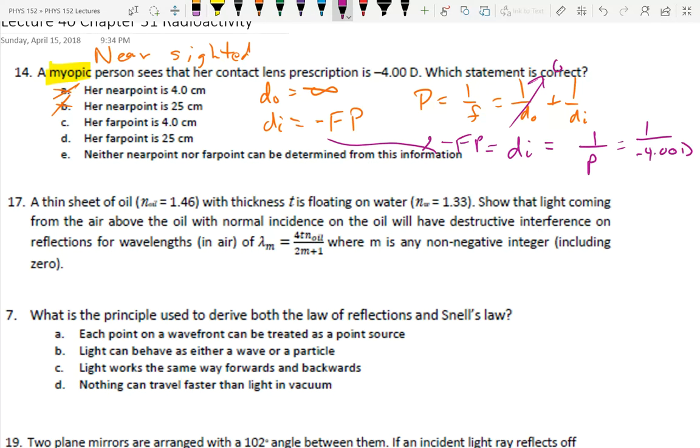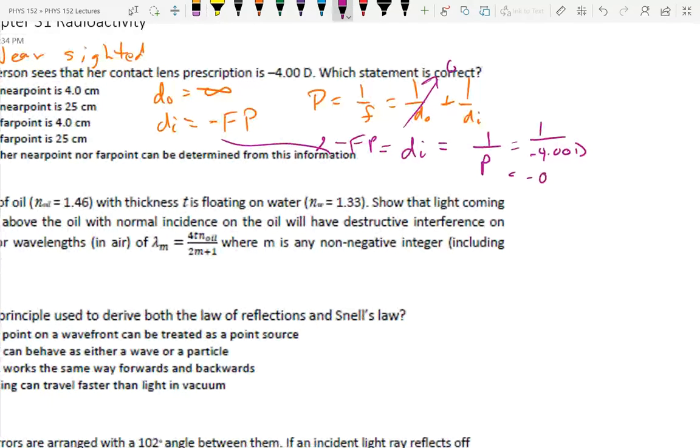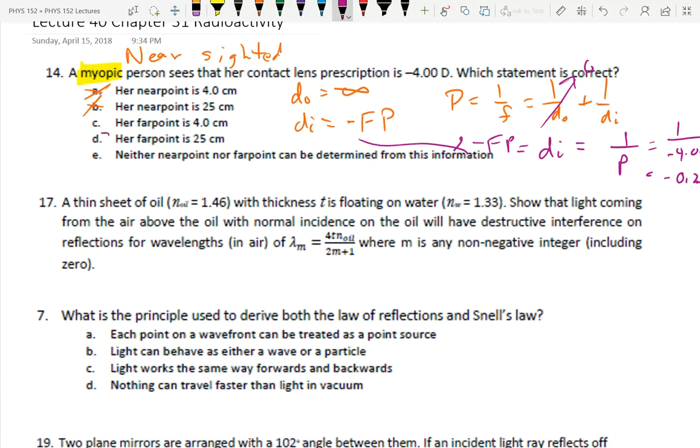Last thing is, what is the diopter? It's an inverse meter. And so that means I'm going to have an answer of minus 0.250 meters, or minus 25 centimeters is minus the far point. Hence the answer was her far point is 25 centimeters. Less than a fourth of the students answered that one correctly. I thought it was very important to go over that one.